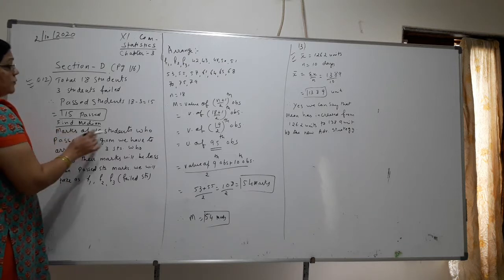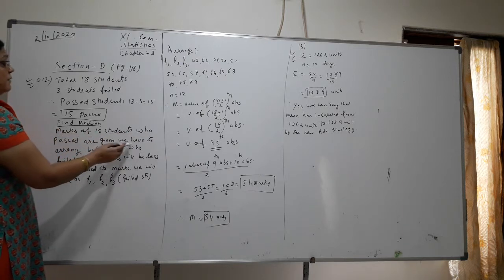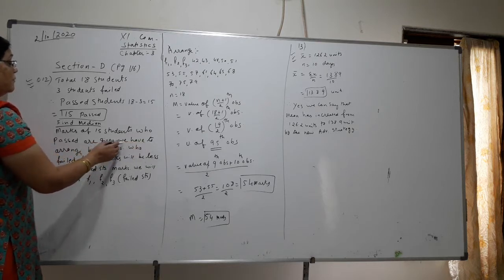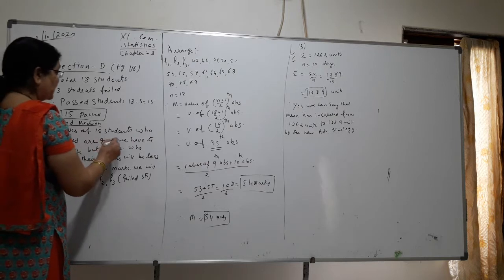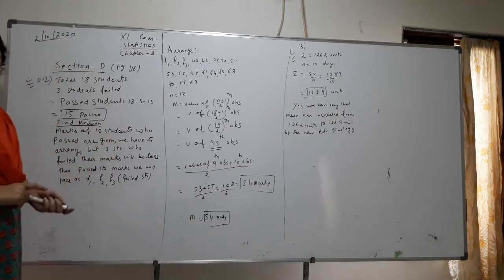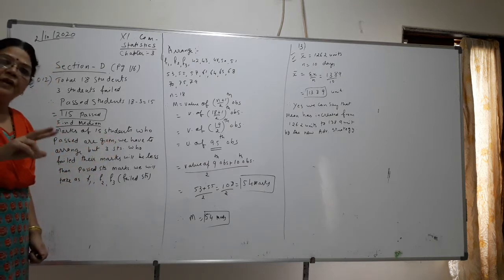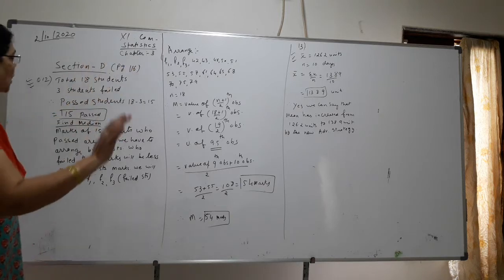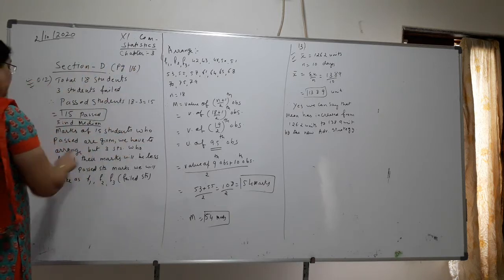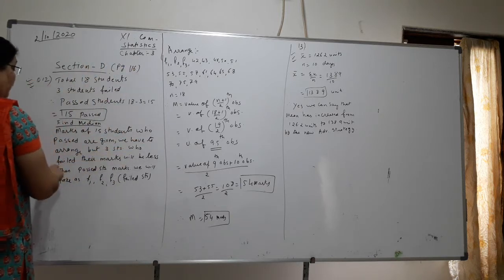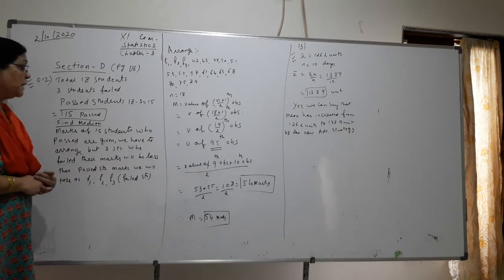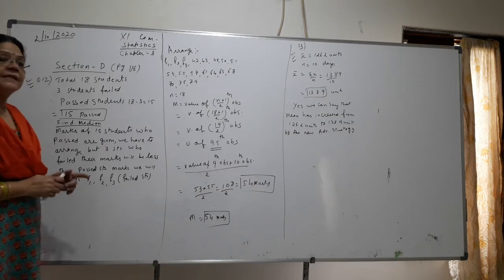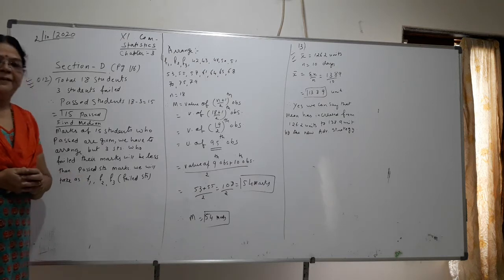Now children, marks of 15 students who passed are given. We have to arrange. It is median. It is positional average. So we have to arrange in ascending order. Now see. We have to arrange, but 3 students who failed, their marks will be less than passed students' marks. We will take as F1, F2 and F3.